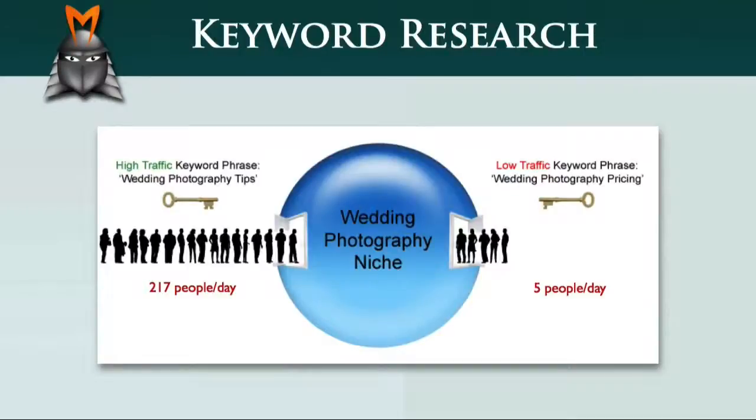This means that each keyword phrase has a value based on the number of people who are using it to access a particular niche. The keyword phrase "wedding photography tips" generates more traffic to the wedding photography niche than the phrase "wedding photography pricing." As a result, the phrase "wedding photography tips" is considered to be a more valuable keyword phrase than the phrase "wedding photography pricing." We'll talk more about the characteristics of a good keyword phrase in a later video.